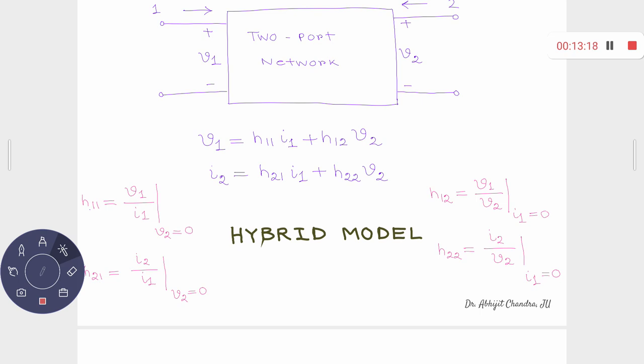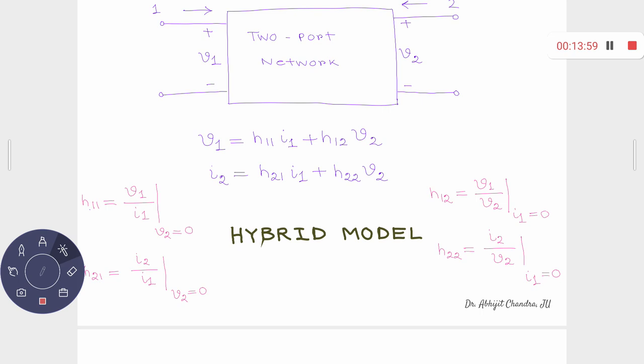Now, if you just take those parameters, V1 upon I1, what is that? V by I, resistance, right? I2 upon I1, what is that? Ratio of two currents. You can call it current gain. I1 is input current, I2 is output current, so it's basically current gain. Right? What about H12? V1 upon V2. Voltage. It's not exactly the voltage gain, rather you can call it reverse. It's not V2 upon V1, rather V1 upon V2. So reverse voltage gain.